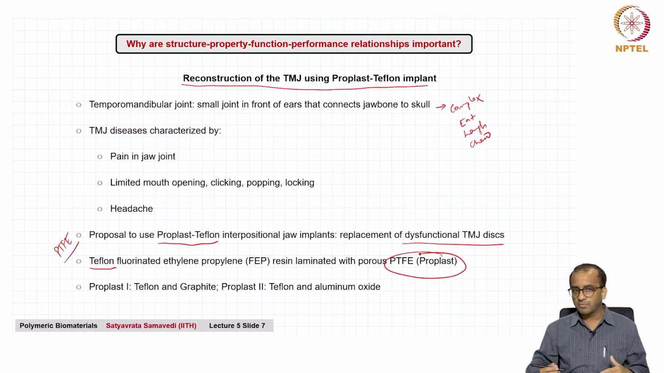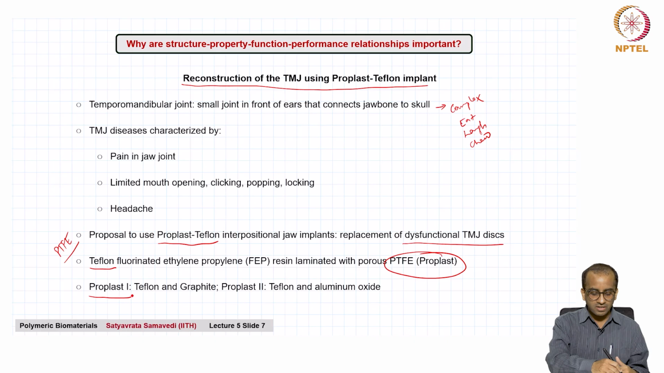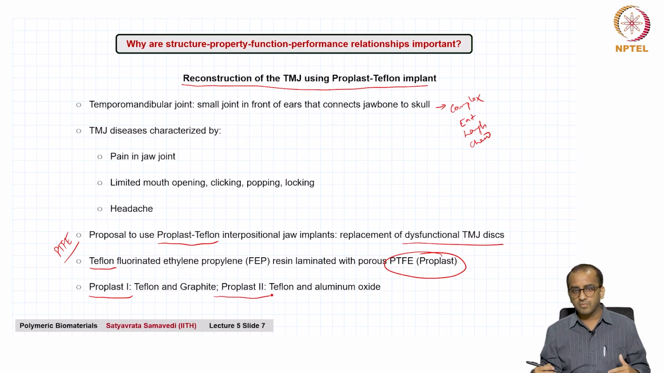It was patented at that point, and the idea was if you have this resin laminated with the porous PTFE or Proplast on top, the porosity would allow tissue ingrowth and thus could perhaps be enabling the material to bond better and function better. At least that was the thinking. And at least two different types of Proplast were prepared. One was Teflon and graphite, the other was Teflon and aluminum oxide.